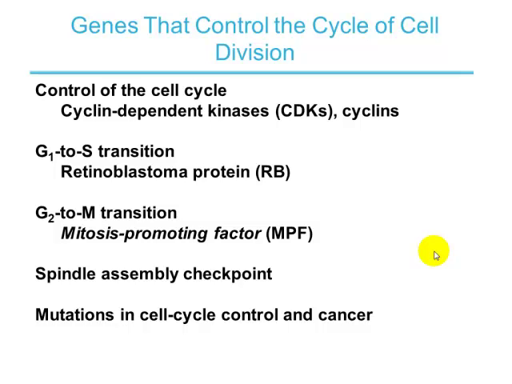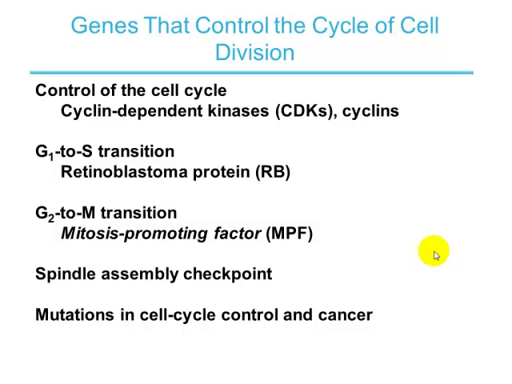Now, when you have cell division, we know the cell division has to be controlled. What controls the cell division are these cyclin-dependent kinases, abbreviated CDKs, or cyclins. Now, where are they? They are in specific checkpoints. With the cell division, you have the G1 to S transition. Remember I mentioned that between G1 and S, you have a checkpoint. What takes care of the checkpoint is the RB gene, the retinoblastoma protein.